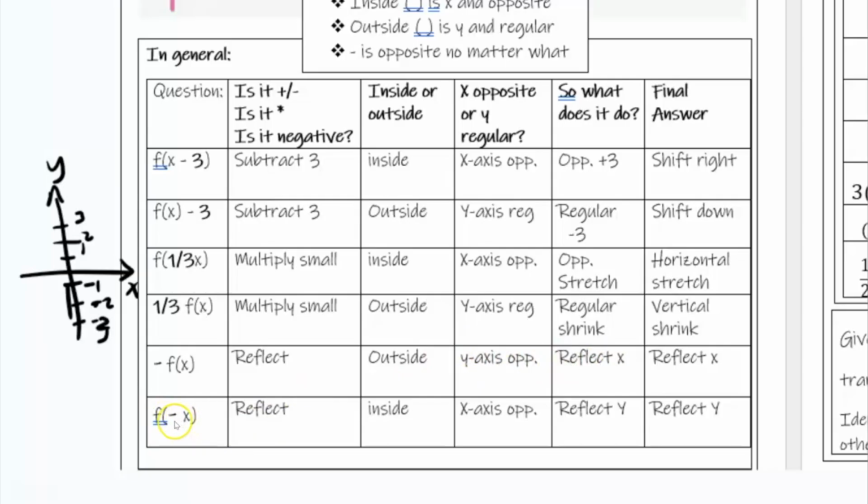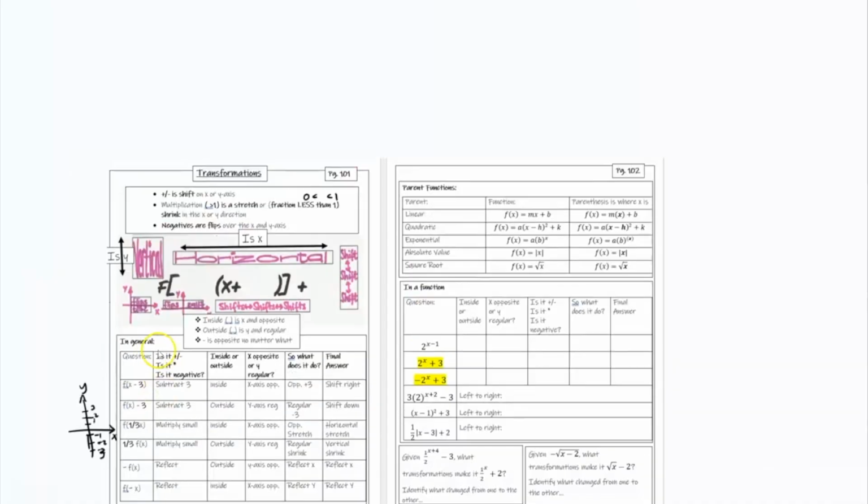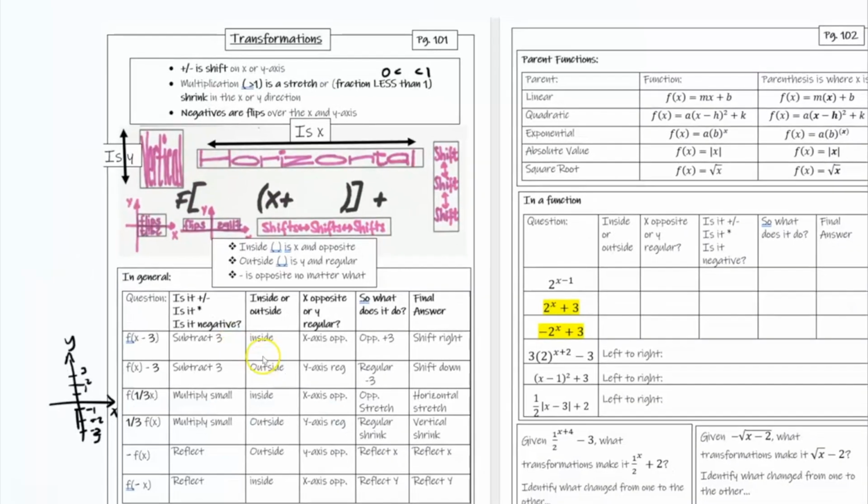Inside is exactly what you thought anyway. It's opposite in the x direction, so it's going to be flip over the y. So reflect, inside, x and opposite, so reflect over the y. So that's just a quick recap. If I went too fast for you, you do need to go back to when we first did transformations. I do that at a slower pace.